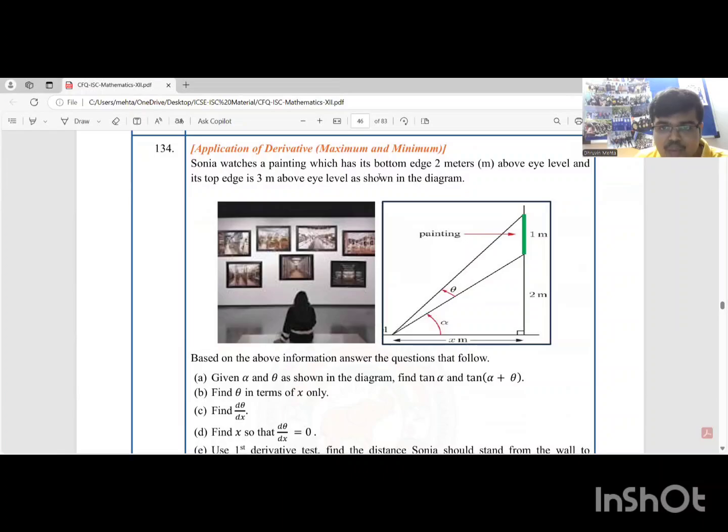Sonia watches a painting which has its bottom edge 2 meters above the eye level and its top edge 3 meters above the eye level. So this is the painting, 1 meter high. Now students, alpha and theta are shown. We have to find tan alpha and tan of alpha plus theta from the figure.